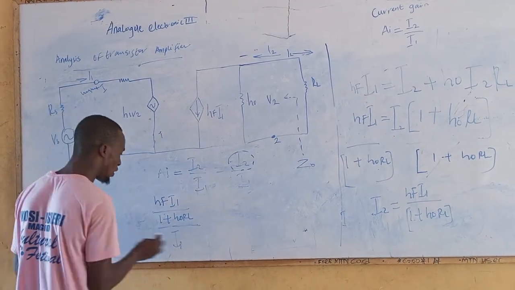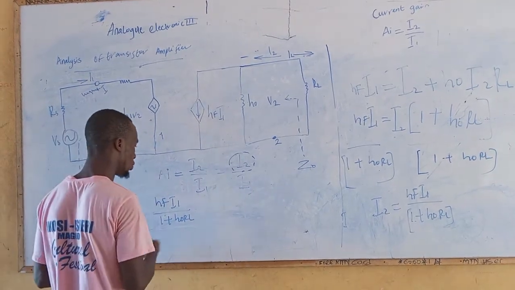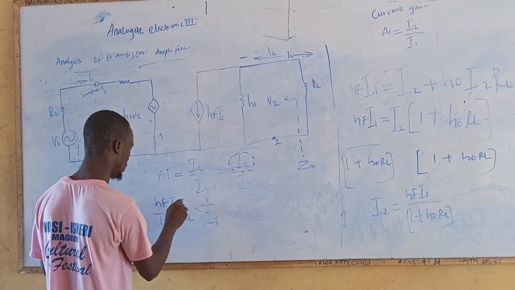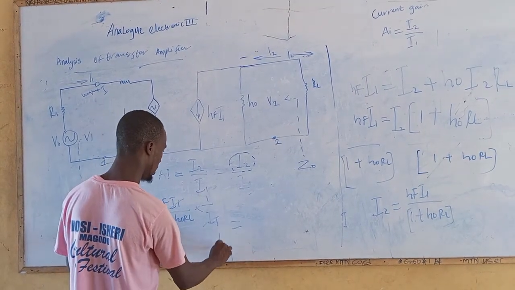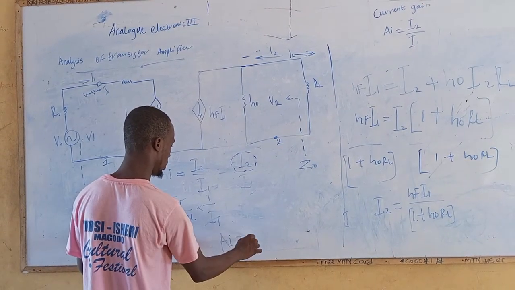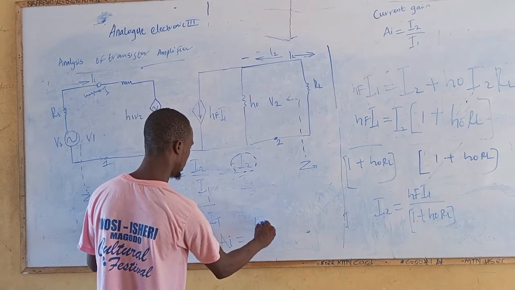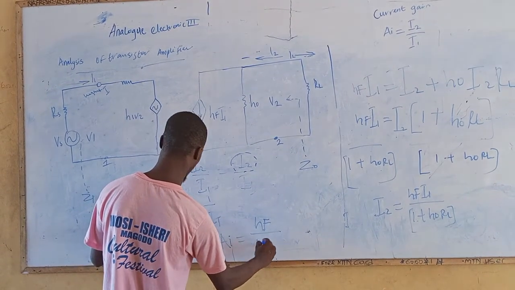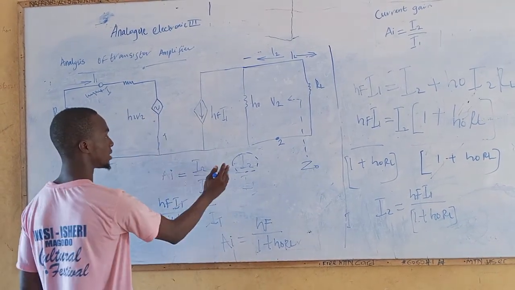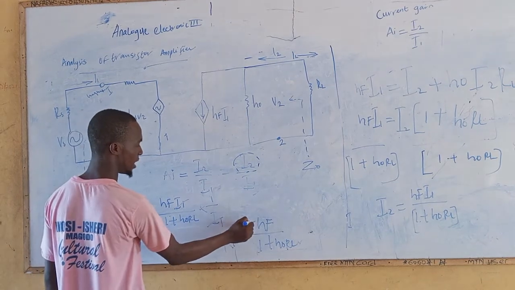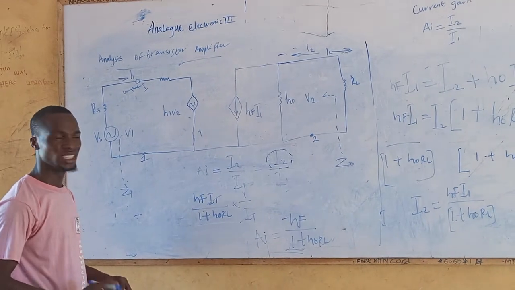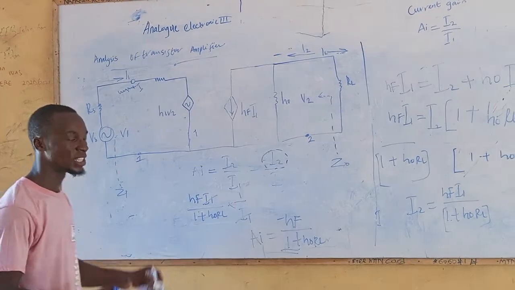You can see it's not making sense enough since we still have our I1. According to normal mathematics, you can just write I1 all over 1 and cancel it, and we have AI will now be equal to HF all over 1 plus HO R_L. Back to this sign you have here before, just drop it here. So you have the value for the current gain. It's not hard. It's very straightforward. We just apply normal mathematics principles.